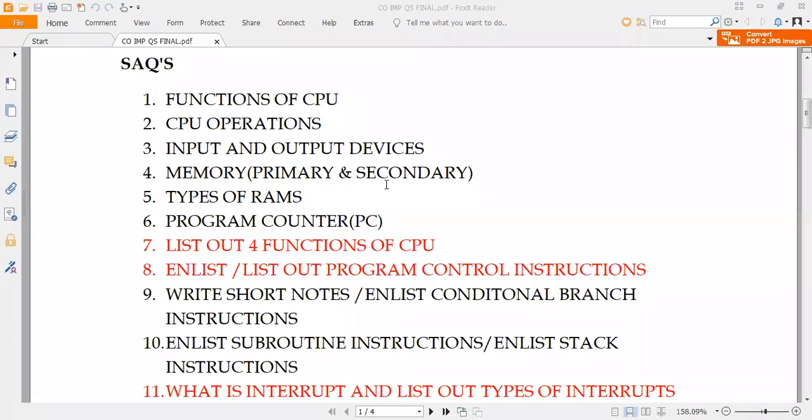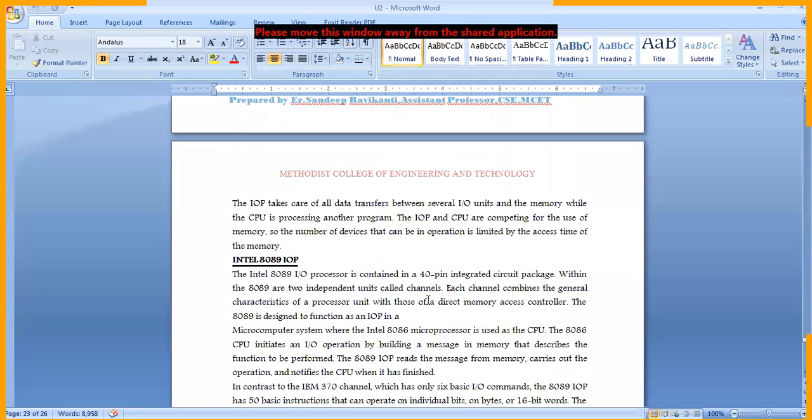Next, list out the program control instructions. What are the program control instructions? Branch, jump, skip, call, return, break. Okay, so those are the program control instructions.